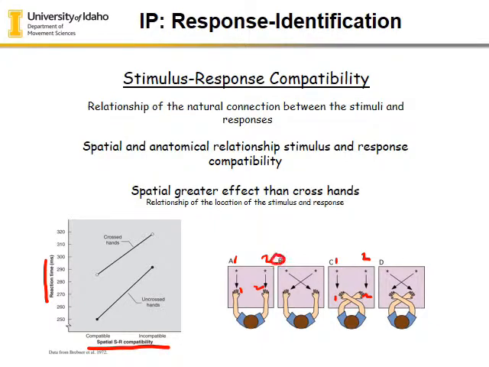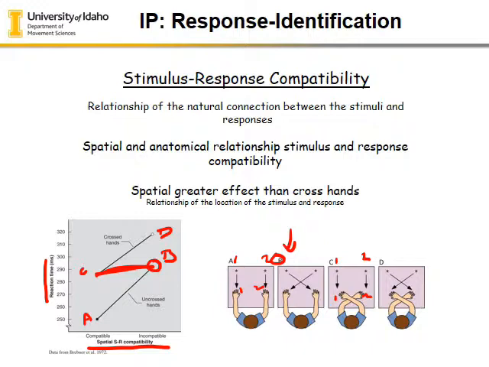Incompatible is B and D, and then the dark is, so this is B, this is D, this is C, and this is A. And so you can see that having your hands uncrossed with the incompatible light of B gives you about the same response time as if your hands were crossed and the lights matched up.